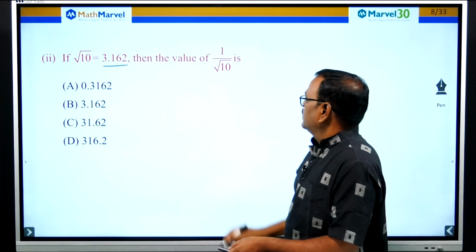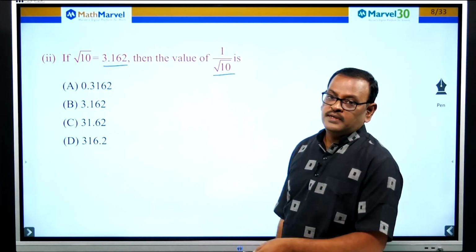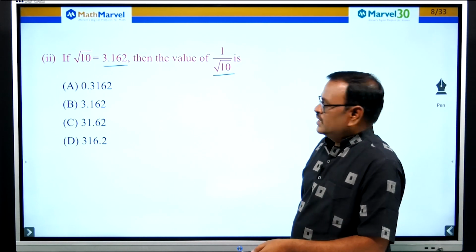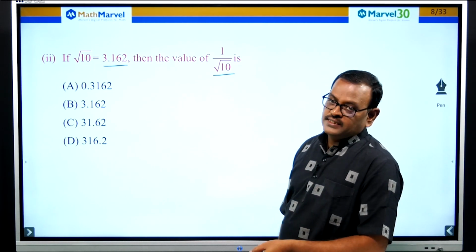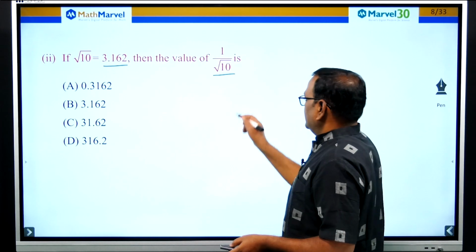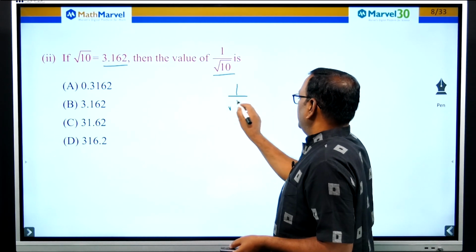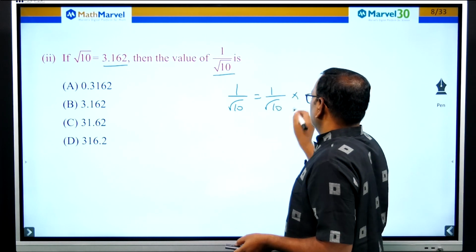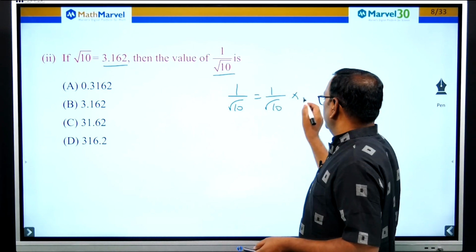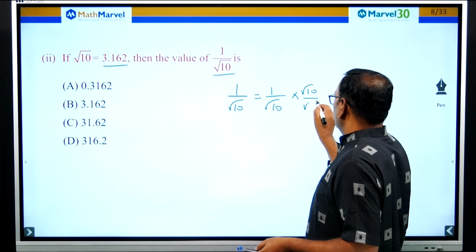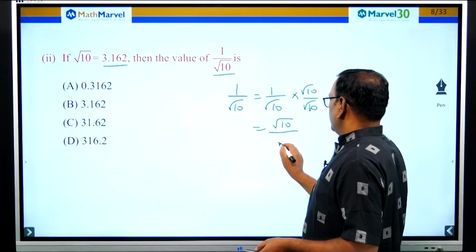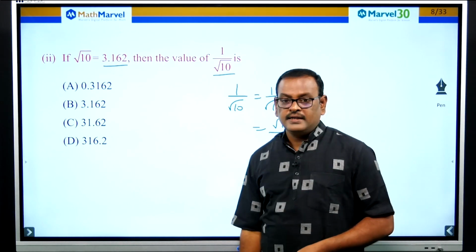Next, root 10 equals 3.162. Then find the value of 1 by root 10. You can directly substitute that, but for that we have to apply the concept of rationalization. What is the rationalizing factor of the monomial? 1 by root 10 equals 1 by root 10 into root 10 by root 10, which is equal to root 10 by 10, correct?